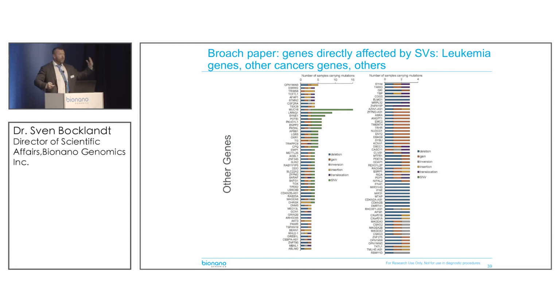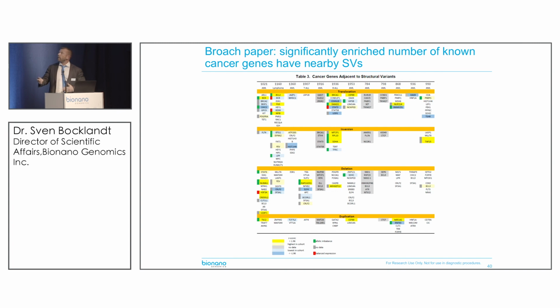And then even going further, they also found that there's a significant enrichment in the number of cancer genes that are within 5 megabases or so of structural variants picked up with Bionano. These would be entirely missed with other technologies. These are structural variants that are maybe in regulatory elements, enhancers, that affect these cancer genes. There's a whole amount of data that still needs to be investigated.